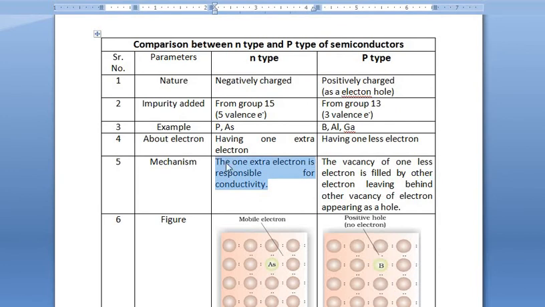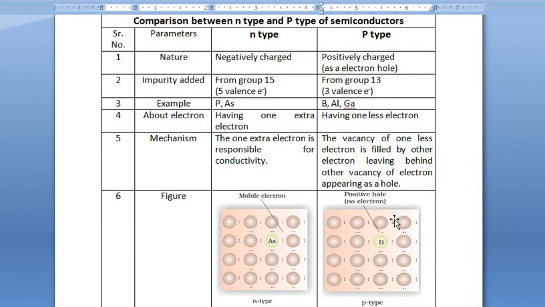in this n type, which is actually responsible for the conductivity, while when you talk about this p type, the vacancy of one less electron, because it has one less electron, is filled by the other electron, leaving behind another vacancy of the electron, which appears as a hole, because the deficiency of electron is always shown by what? The positive charge.